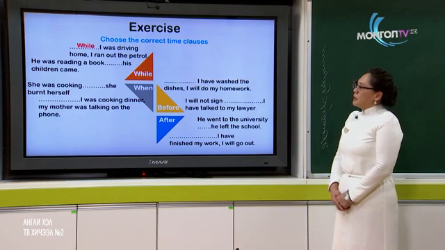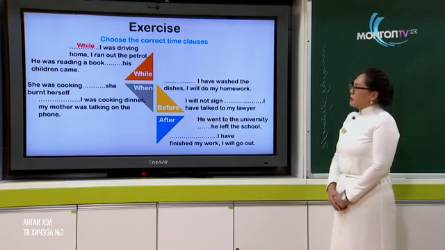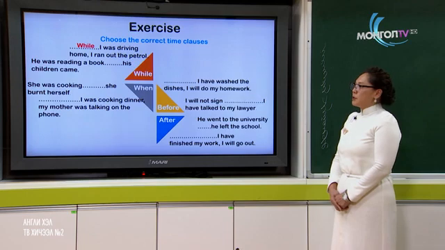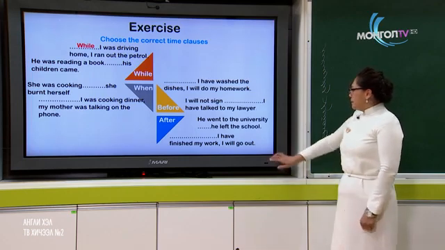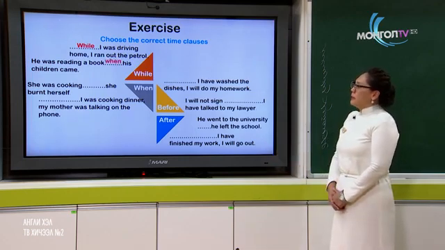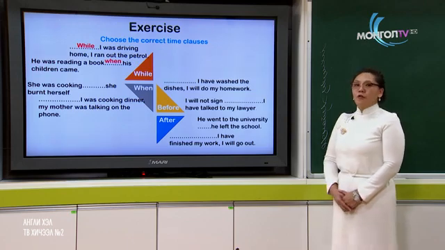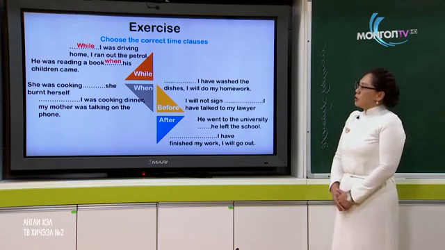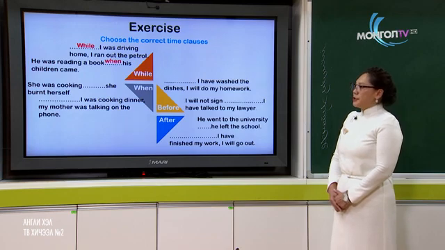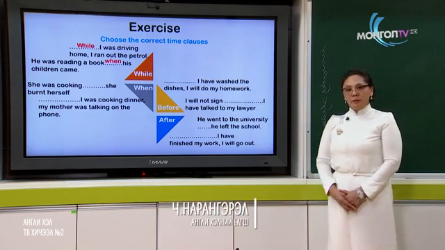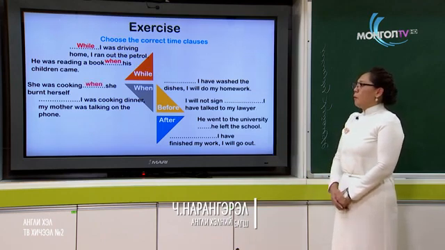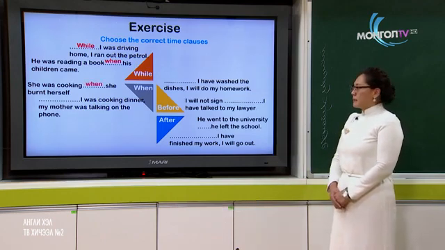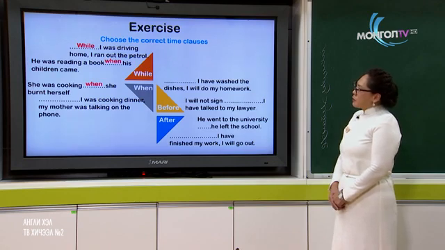Number 2. He was reading a book. Blank, his children came. He was reading a book is the longer action. So what do you think? Is it when or while? Okay, it is when. It's correct. And she was cooking, blank, she burnt herself. What do you think about it? The correct answer is when.